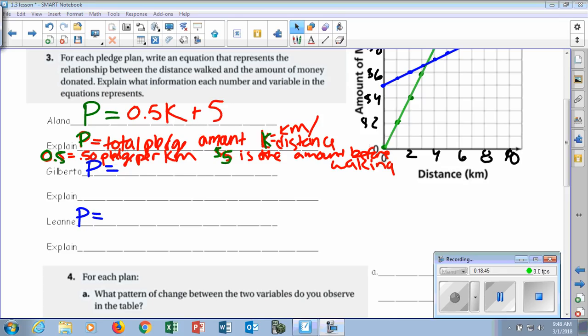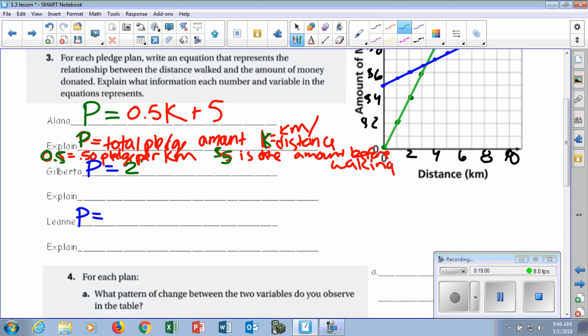All right, let's come back together. Rebecca, can you tell me an equation for Gilberto? P equals 2K. Awesome. Now can you help me break it apart? P equals what?